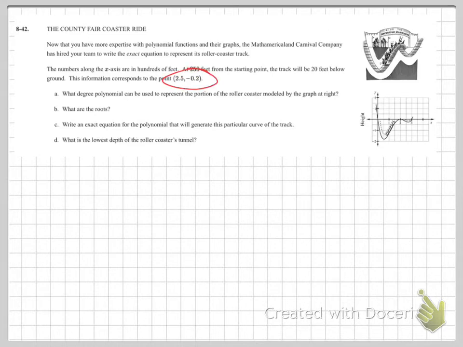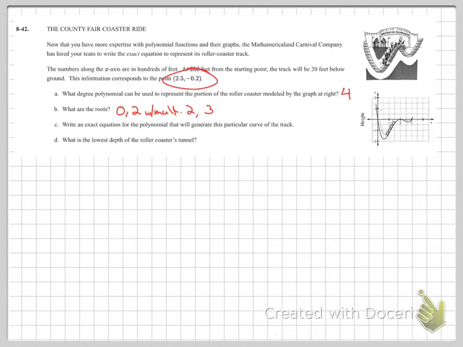What degree polynomial can be used to represent the portion of the roller coaster? Okay, so let's see. It hits once there, then it has a double root there, and then it's going to go straight through there. So 1, 2, 1 are going to be the exponents. If I add those together, it's going to be a 4th degree. What are the roots? There's a root at 0. There's a double root at 2 with multiplicity 2. And then there's a root at 3.